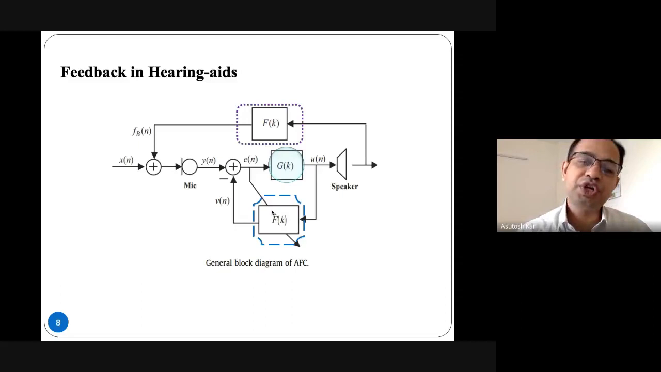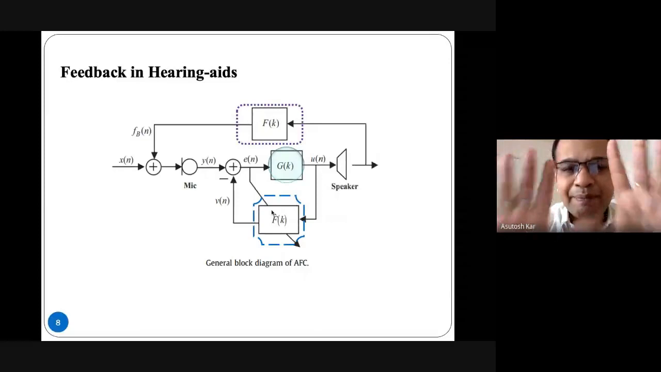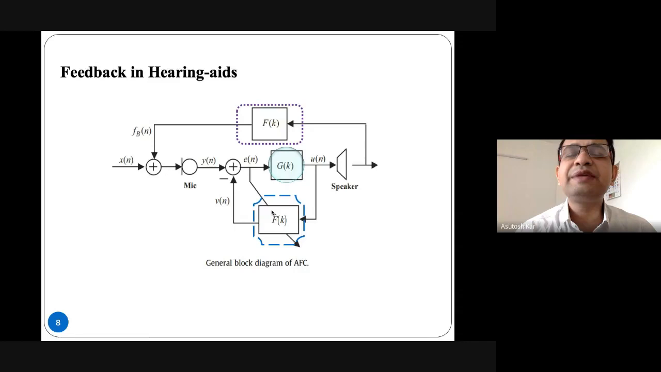And most people start hearing it only after 6 months of use due to this problem of feedback whistling, which has been shown over here in this block diagram with FK, where FK is the feedback path. FB of n is the feedback signal, which creates the feedback whistling. That needs to be addressed.